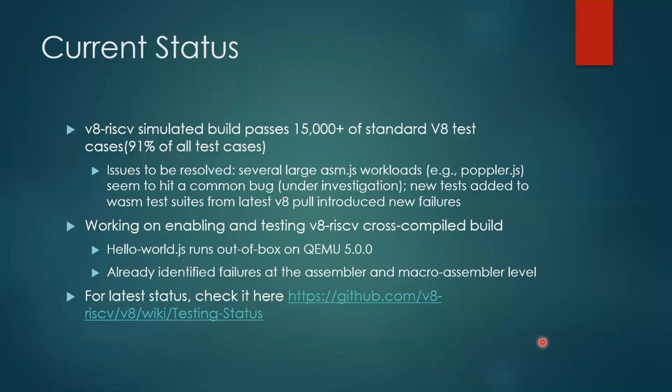So what is our current status? For the RISC-V simulated build, we are now passing 15,000 of the standard V8 tests. That's about 91% of all test cases. So is it high or low? Sometimes test cases are disabled because they run too long or take too much memory, so this is on par with what the MIPS simulated build is able to pass.